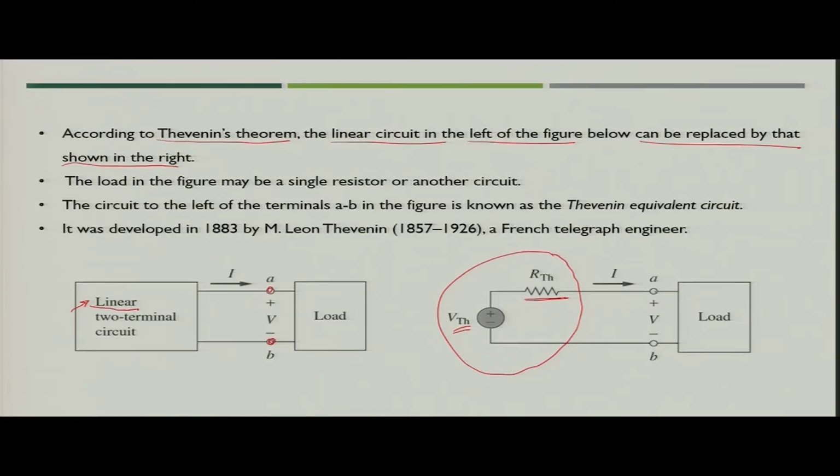In that way, for the load which you are analyzing for variables like voltage and current, you will keep that load connected with the equivalent of the circuit which is external to that load terminal. The circuit to the left of the nodes A B is called the Thevenin equivalent circuit. This concept was developed by M. Leon Thevenin in 1883, who was a French telegraph engineer.